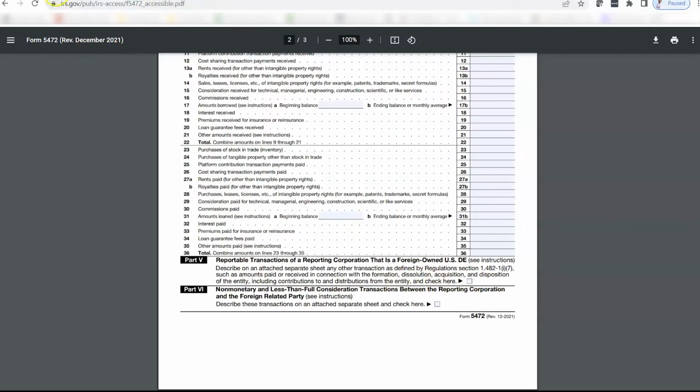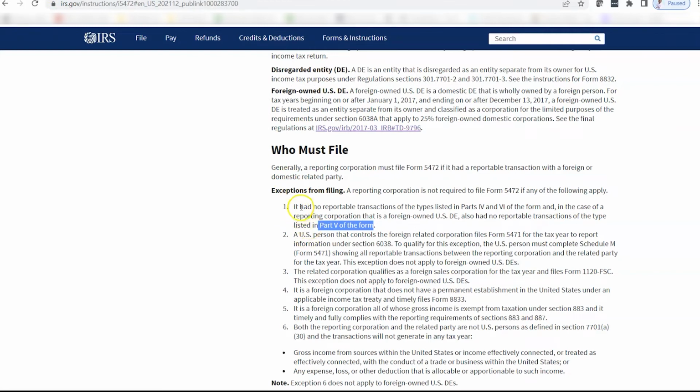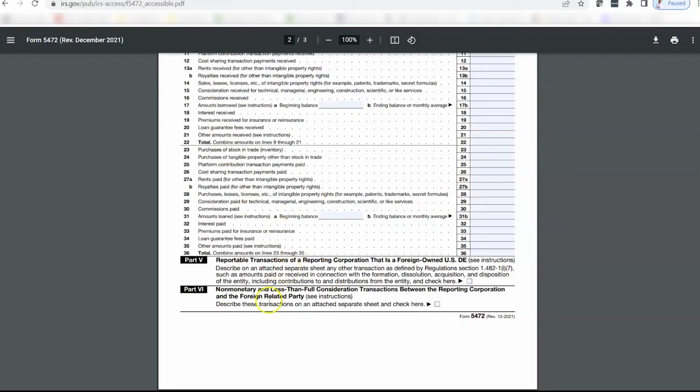So as you can see from this exception 1, the first sentence you see here that stops here applies to US corporations. The second, the continuation here, applies to foreign-owned US single-member LLCs. So in the case where you're a foreign-owned US single-member LLC, you're not required to file Form 5472 if you don't have any of these transactions listed in Part V. So it's very important that you take note of that.